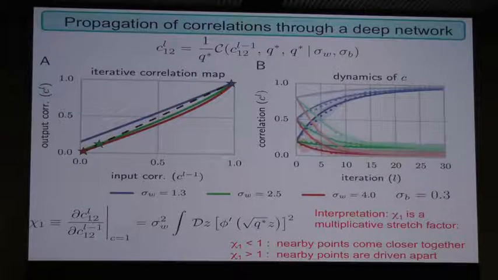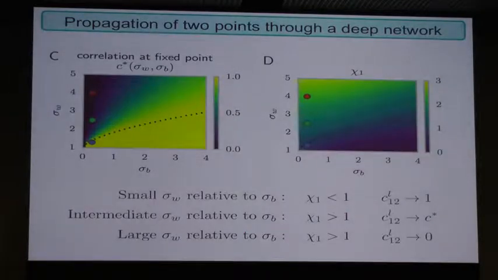The dots and the error bars are numerical simulations of networks of width 500 and various depths. And as you can see, our theory matches numerical simulations very, very well. The fluctuations are order 1 over the width, so we expect it to match well. But how does it actually behave?